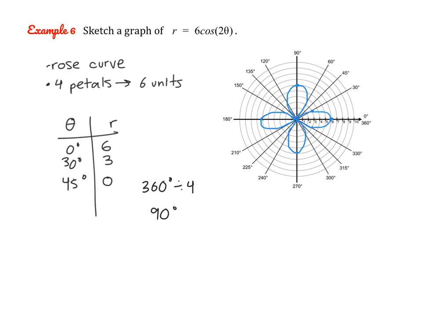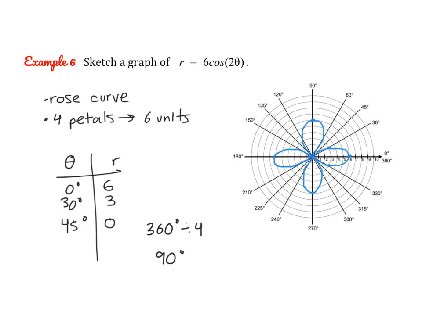And there you go. All the petals should look the same, so you can use those extra points again to help make them a little bit more accurate. But again, just knowing what to expect from this equation can save us a ton of time, and it can help us make a much more accurate graph.